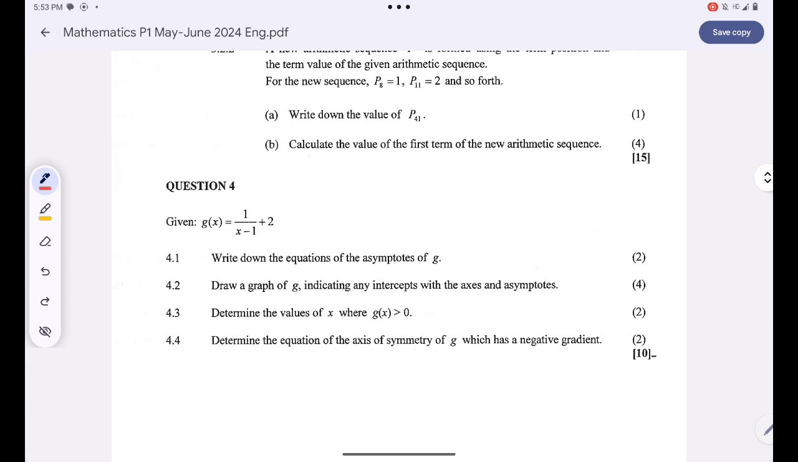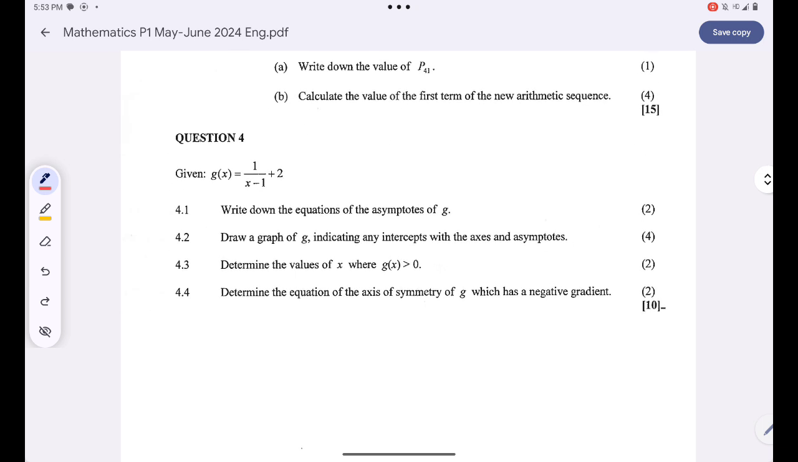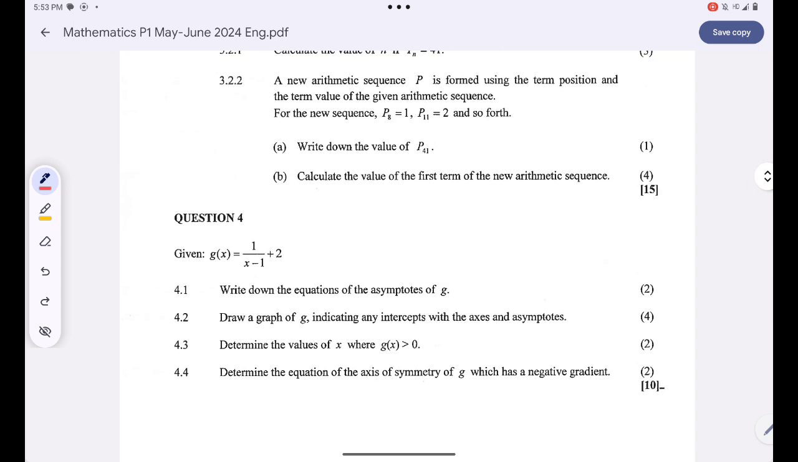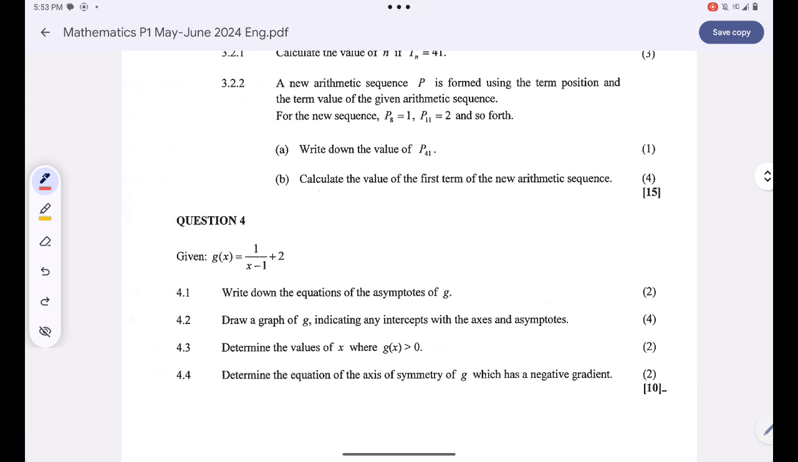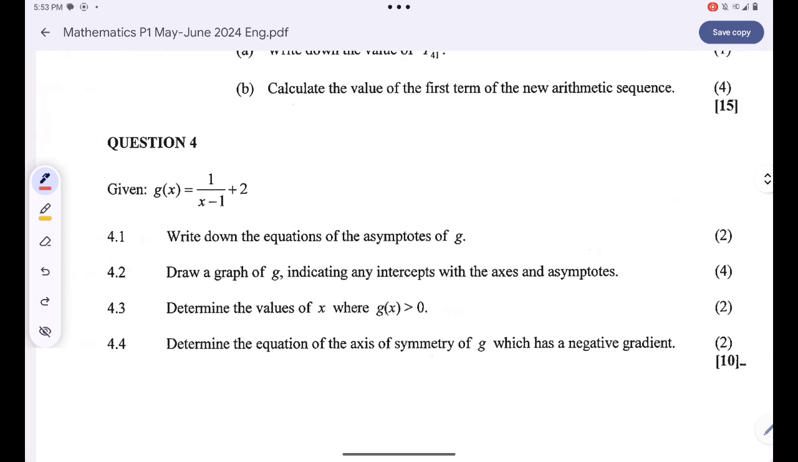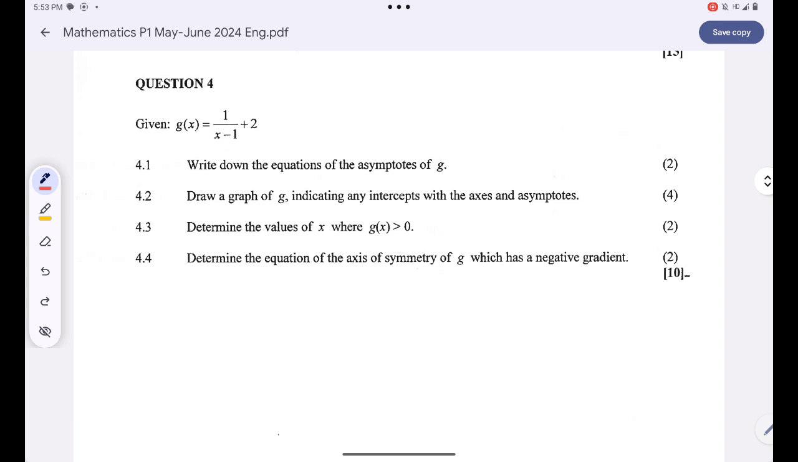In this video, I'll be tackling the fourth question from the May-June 2024 Mathematics Paper 1 examination. Yes, it is a national exam that was written by learners who are rewriting or supplementing their matric results. I believe it's very important for you to know how to tackle exam questions because it will give you an edge whenever you write your exam.